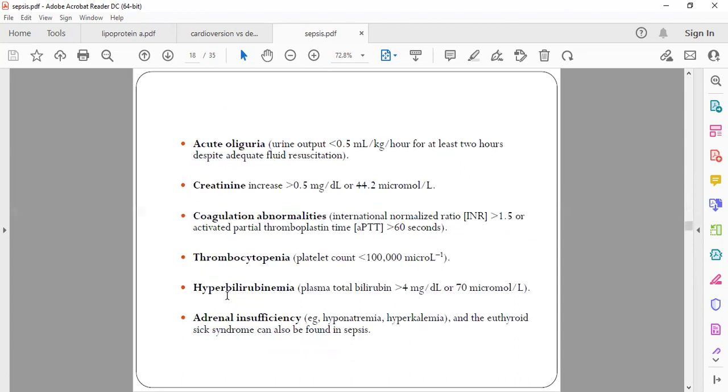Also in a patient of sepsis, the peripheral vascular system is affected. There is peripheral vasodilation and pooling, and thus no vasoconstriction, and so urinary perfusion to the kidneys is decreased, which leads to oliguria. Or creatinine increase of more than 0.5. Coagulation abnormalities, thrombocytopenia, which is platelets of less than 1 lakh, can be seen in patients of sepsis, along with hyperbilirubinemia and adrenal insufficiency.